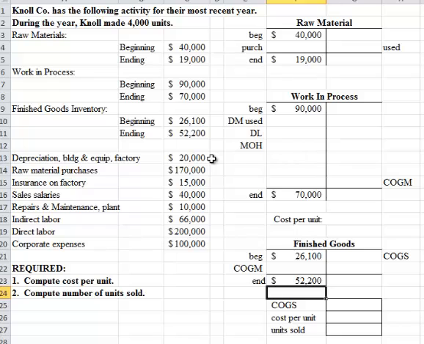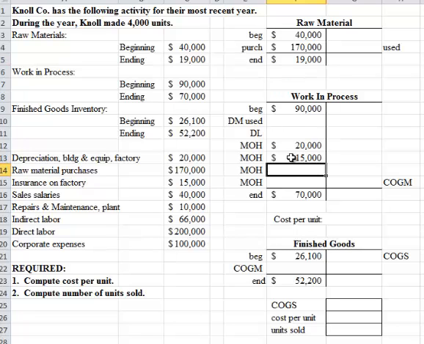So depreciation, building and equipment for the factory is part of manufacturing overhead. And let's see, raw material purchases. Okay, so that's up here. Insurance on the factory is overhead. Sales salary is a non-product cost. It would go in operating expenses on the income statement, and they didn't ask for an income statement here, so we just don't need that.